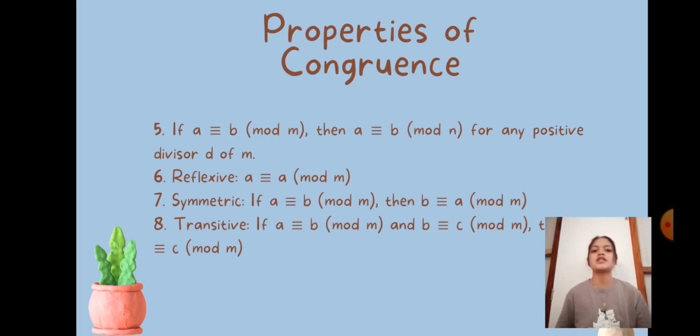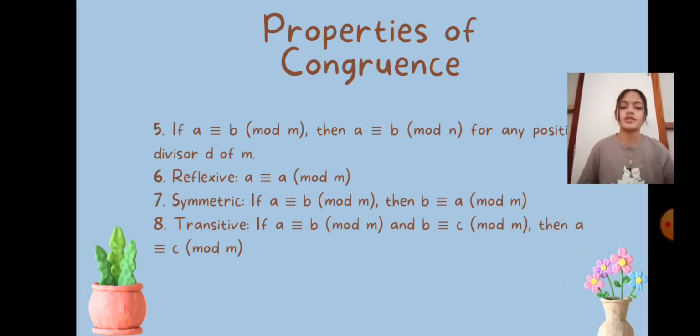We have also number 6, reflexive, where a is congruent to a mod m. Number 7, symmetric: if a is congruent to b mod m, then b is congruent to a mod m. Di ba? Lastly, number 8, the transitive: if a is congruent to b mod m, and b is congruent to c mod m, then a is congruent to c mod m. So yes, those are the properties of congruence.